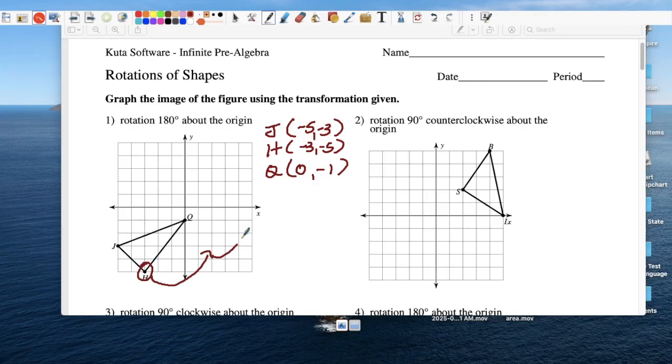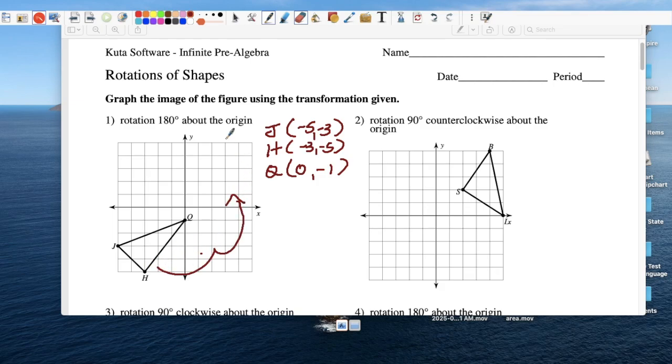1, 2. Now notice I didn't say clockwise or counterclockwise, because if H went the other way, it travels 1 quadrant, another quadrant, it ends up being there. So when it's 180, it doesn't matter which way you turn, right? Because you end up being there. Now, if it's going to travel 2 quadrants over, it's going to be 1, 2.